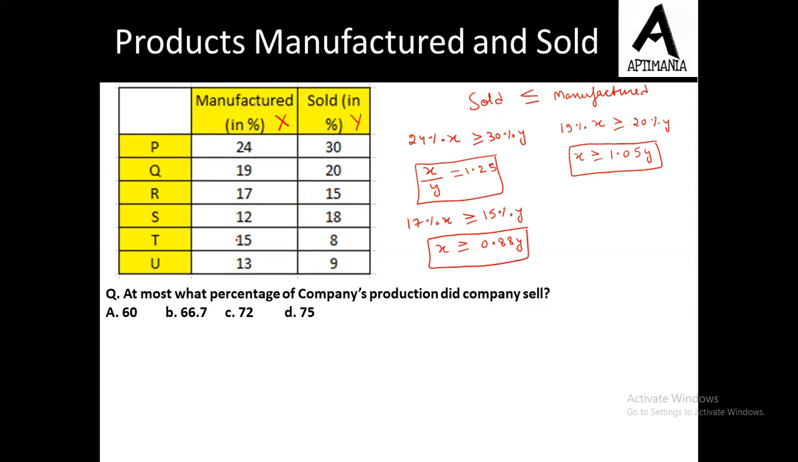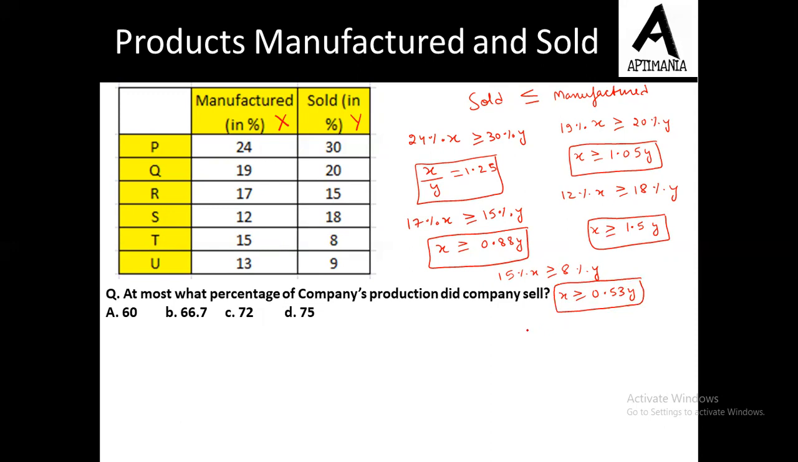Moving to S, so 12% of X must be greater than or equal to 18% of Y. From here, X should be greater than or equal to 1.5 times of Y. This is our fourth condition. Fifth condition, from T, 15% of X must be greater than or equal to 8% of Y. Fine. So X must be greater than or equal to 8 by 15 of Y. Now 8 by 15 is somewhere around 0.53. This is our fifth condition.